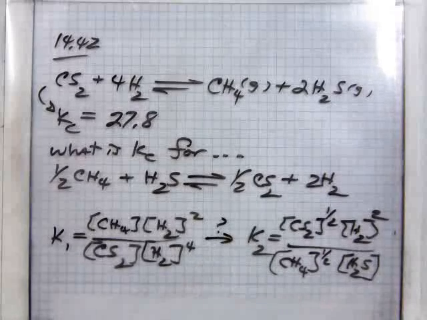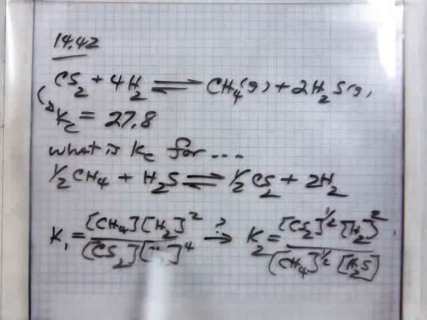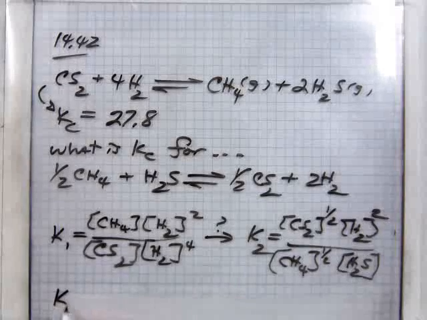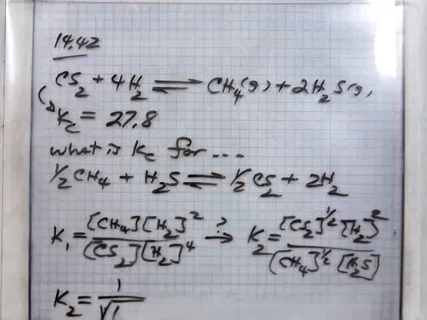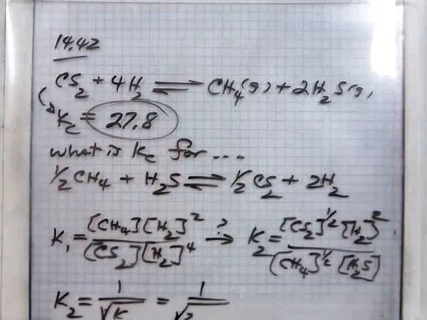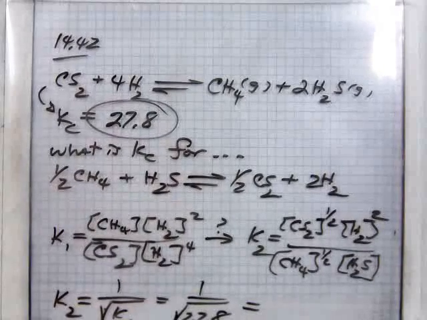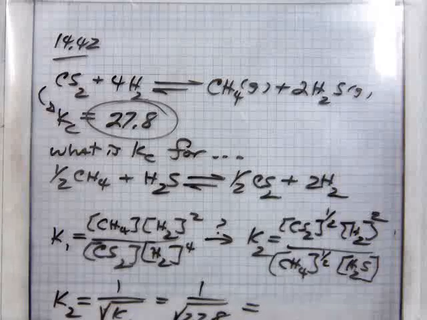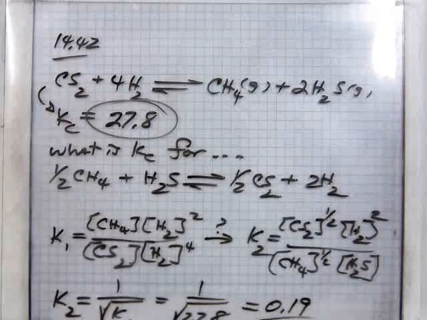So how do we go from 1 to 2? When I compare the two, it looks like just what we talked about. It's the reciprocal of the square root, right? So I can say K2 now is 1 over the square root of K1. Substitute your value, 27.8, and voila, answer: 0.19, and you pick that choice.